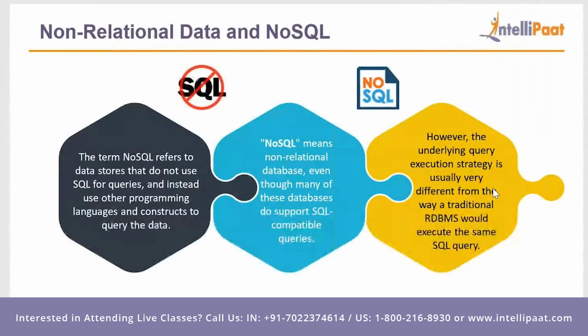In that you can see whatever storage accounts you have created, and for Cosmos DB also you can see it through that. I'll show it to you. NoSQL means non-relational database, even though many of the databases do support SQL-compatible queries. That's what I was saying. Even Cosmos DB, you can query using SQL. However, the underlying query execution strategy is usually very different from the way a relational RDBMS would execute the same query. So let's understand the different types of databases, how the data is stored in them, and how we get the data back.